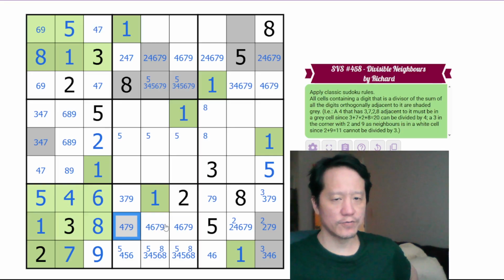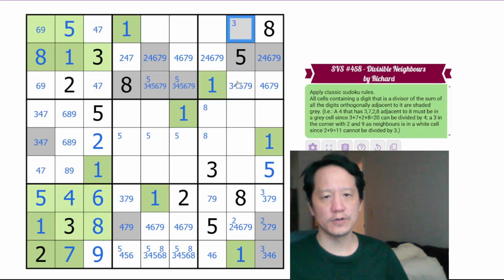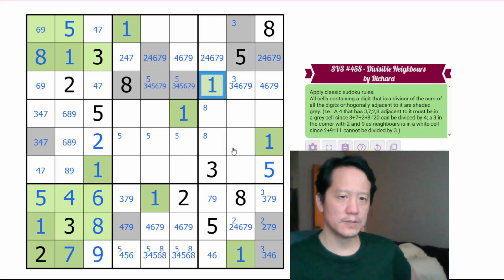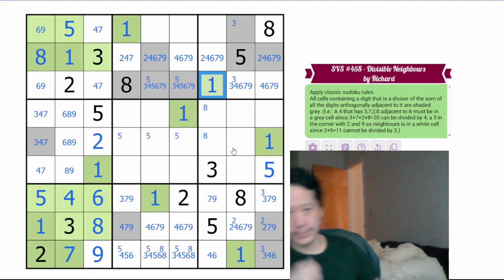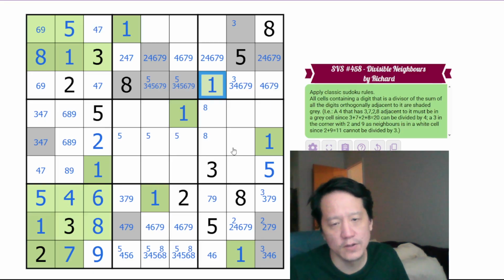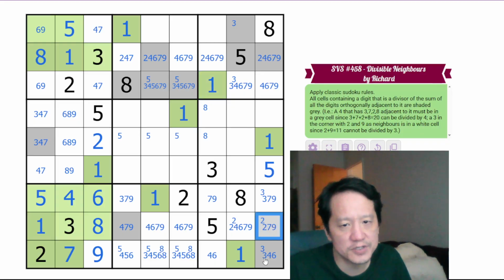What else do we have? 3 can't be here. 3 has to be either here or here in column 8, or box 3. If this is 2, this has to be 3. So this would be 7, 9 as a pair here. If this is 2, this becomes 7, 9, and this is 3.